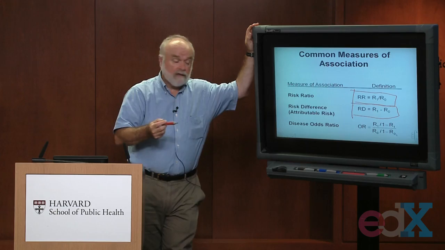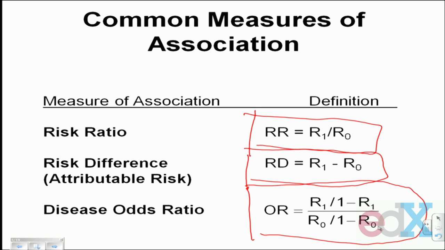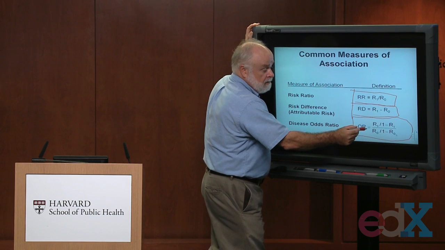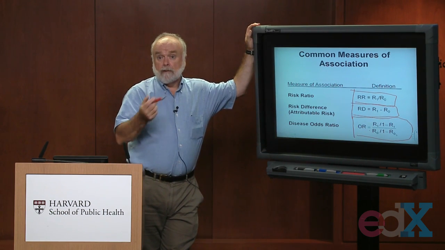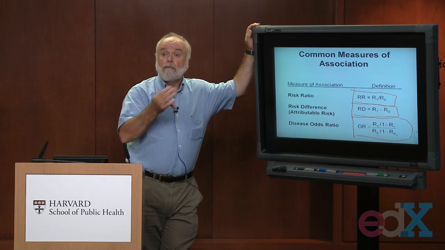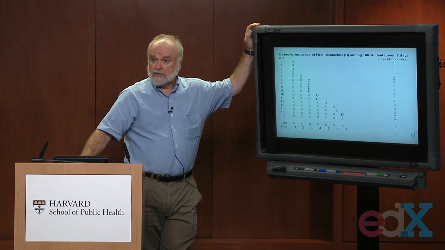Or if you wanted to, you could turn those risks, the smokers' risks and the non-smokers' risks, into odds, take the ratio of those odds and get something called an odds ratio. So the odds ratio is the odds of getting coronary heart disease among the smokers. Remember, odds is nothing more than risk divided by 1 minus risk, divided by the odds of disease among the non-smokers, R0 divided by 1 minus R0. Those are the formulas we use to calculate those commonly used measures of association.